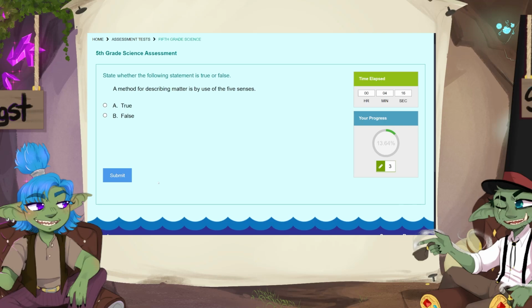A method for describing matter is by use of the 5 senses. I feel like that's wrong. I'm thinking false. Well, it's just a method for describing it. They're clearly referring to the method. I don't think there is a singular method to describe matter. I'm pretty sure this is true. I'm like 98% sure that this is true. All right, hit submit and let's see who's right.